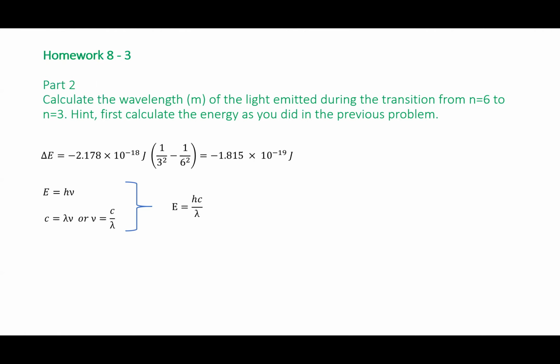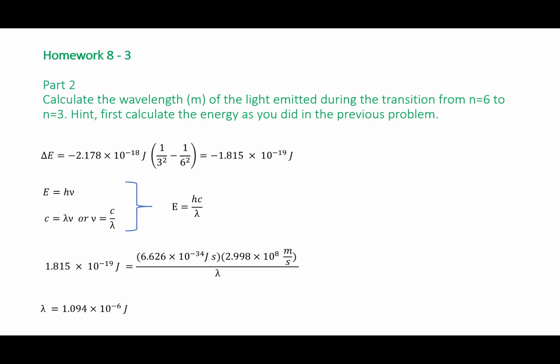So if I plug in my numbers for energy, and I know h is Planck's constant, and c is the speed of light, which is also constant, I can solve for lambda. And if I do the calculations, I get lambda equals 1.094 times 10 to the negative 6 joules.